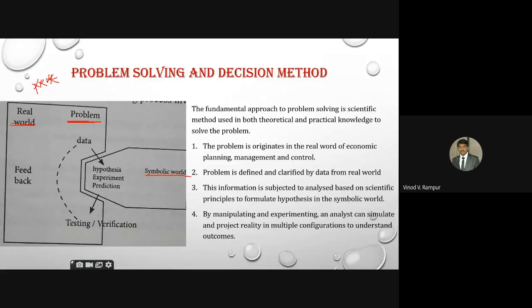Now if I think, I have my bike, and I think there should be a charger. If it is there, it is helpful for me when I'm on a journey. That organization got that idea and introduced the charger in the bike scooter. Like that, the problem originates in the real world. Then after that, collect the required data. The problem originates in the real world of economic planning, management, and control. Then the second step, the problem is defined and clarified by data.